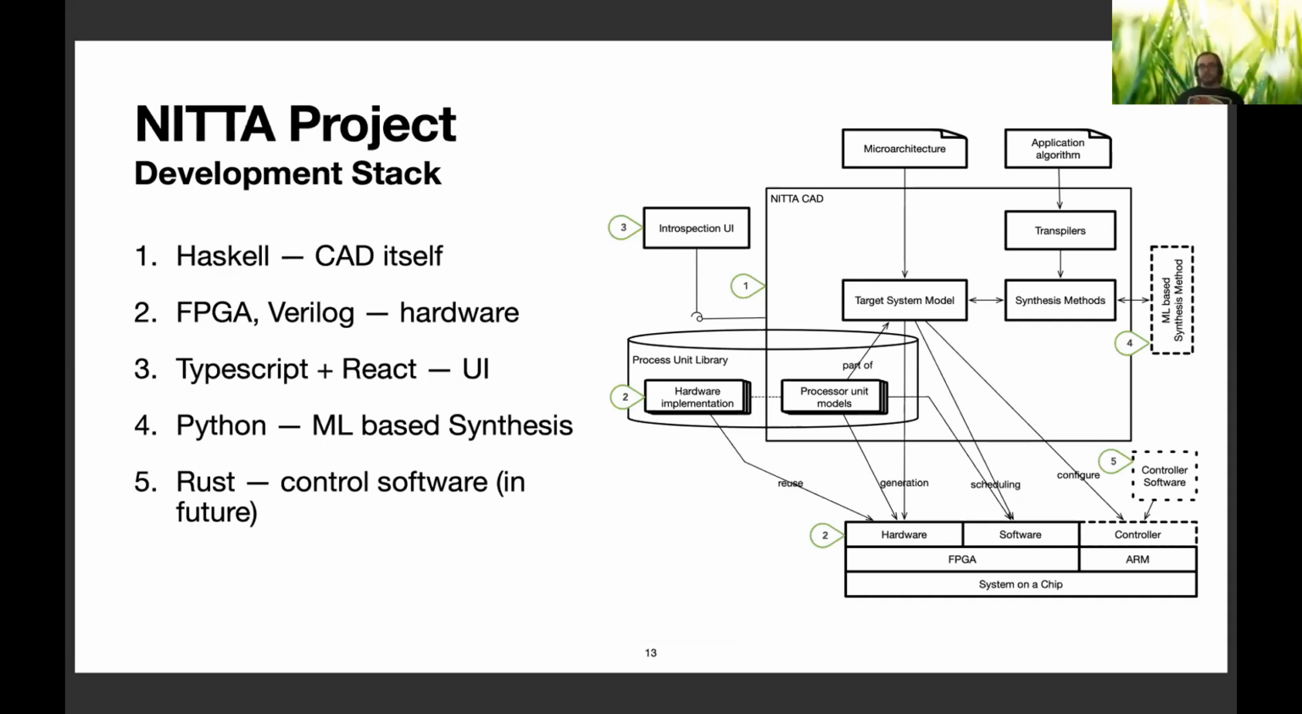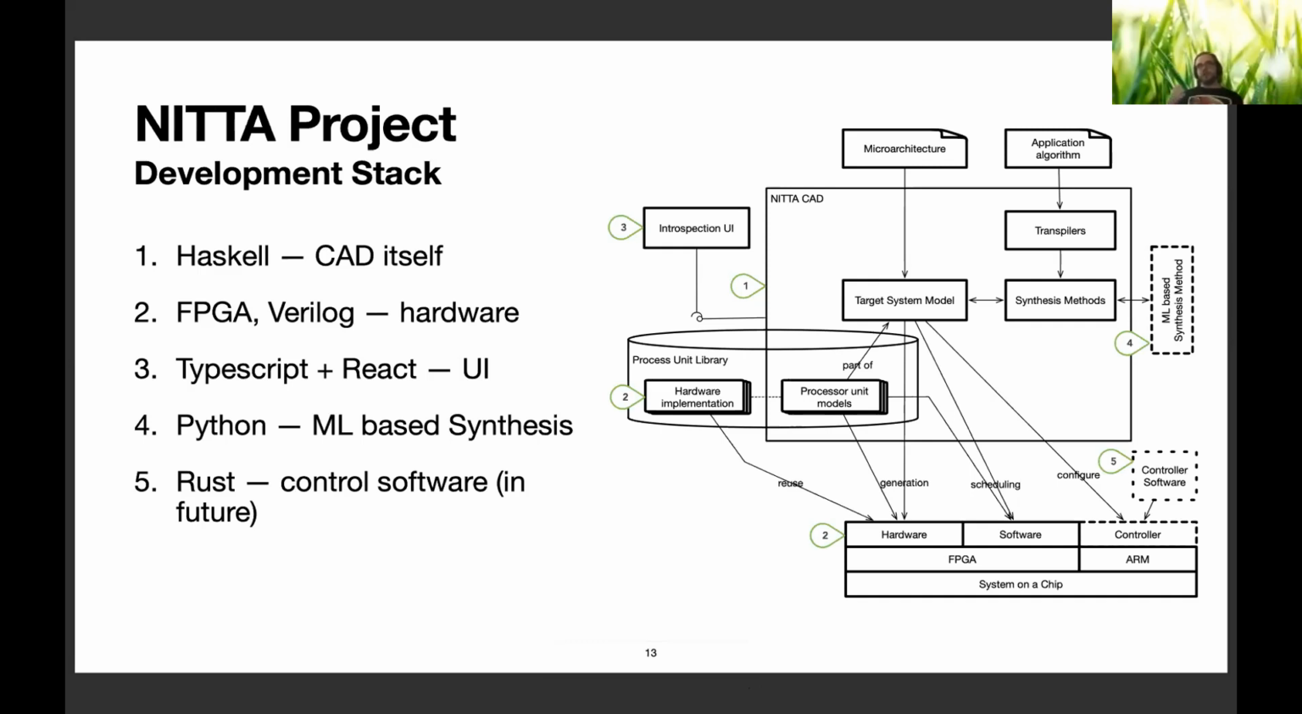And the last point is a controller. You can see it here, which means that we need to make not only systems which generate hardware and software that should work together, but also we need to generate controller software to work with the applicable environment.